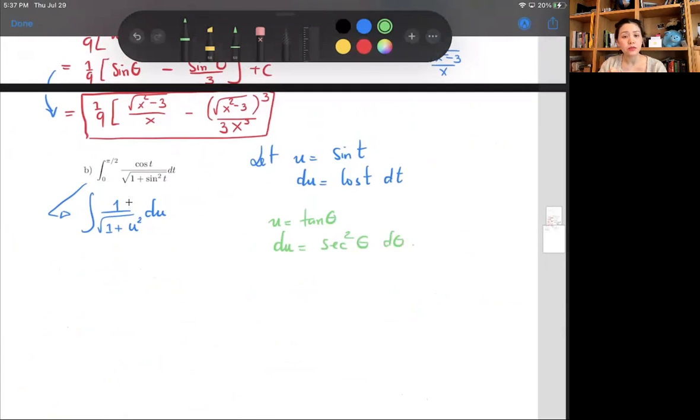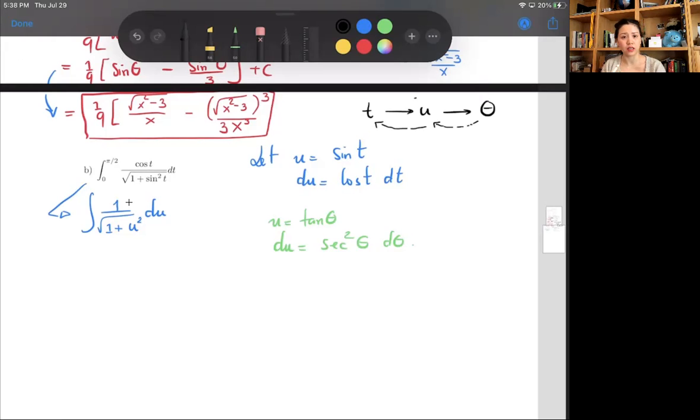Now again, you're going to keep track of your variables. In the beginning we have t. So let me keep track of my variables so I don't get confused at the end. In the beginning I got t, and then I let u equal sine t, so I turned it into u. And then I let u equal tangent theta, so I turned it into theta. Your job at the end is to work it backward, back to t.